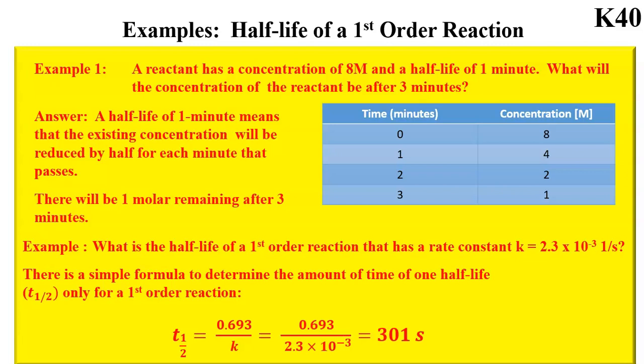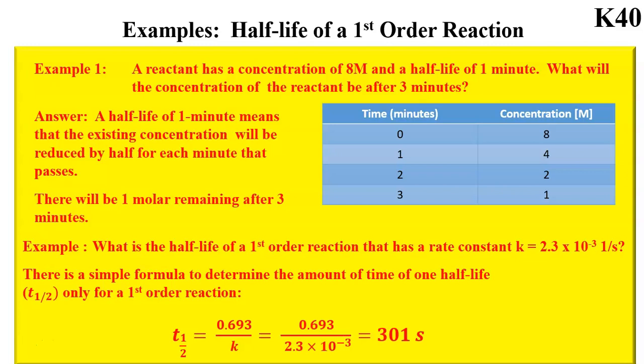So we start at time 0, we have a concentration of 8 molar. 1 minute later, we have half of 8, which is 4. 1 minute after that, from minute number 1 to minute number 2, we cut the concentration in half again. So it goes from 4 down to 2. And then in the third minute, from minute number 2 to minute number 3, it goes half again, and that's from 2 down to 1.